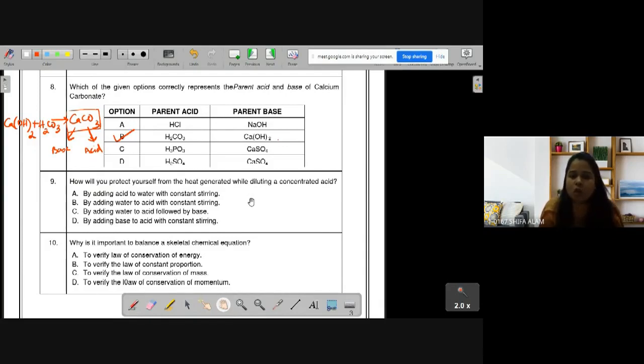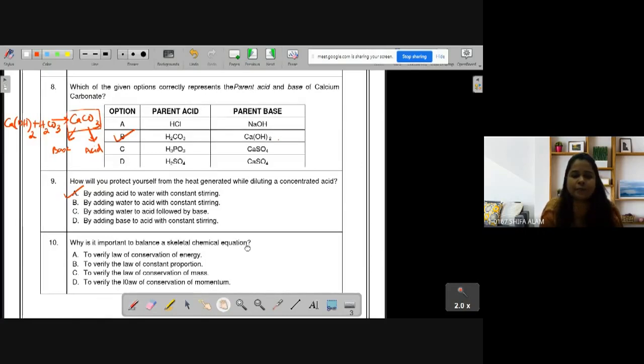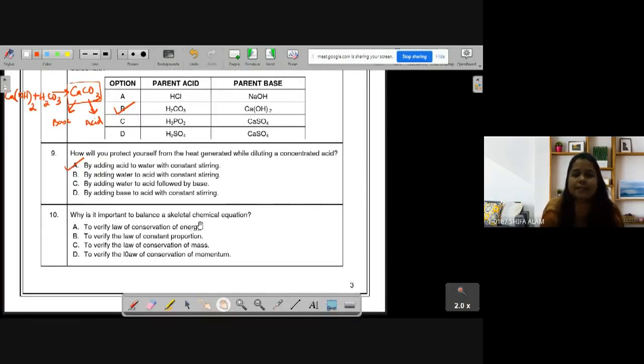Adding water to acid will cause explosion. Adding acid to water with constant stirring would be the best or the most correct way. Adding acid to water with constant stirring would be the best way to protect ourselves while we are diluting any concentrated acid. Next, why is it important to balance a skeletal chemical equation?